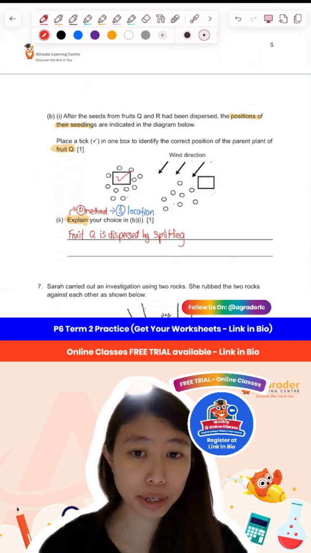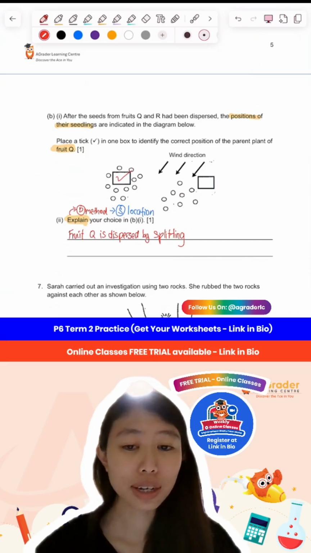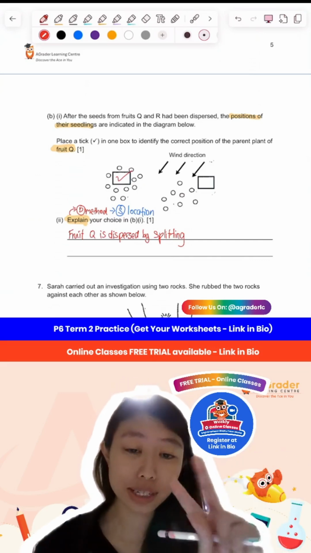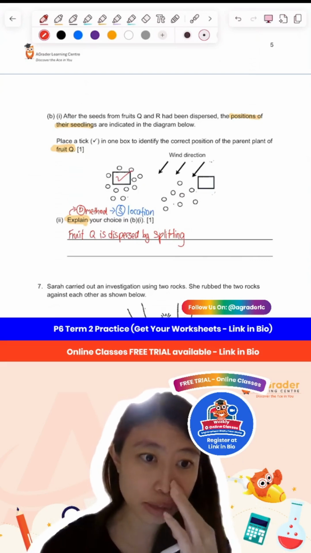Splitting is actually accepted in PSLE. I think your teacher prefers explosive action. Both are actually accepted in PSLE. Splitting or explosive action is accepted. Whose school says cannot write splitting?